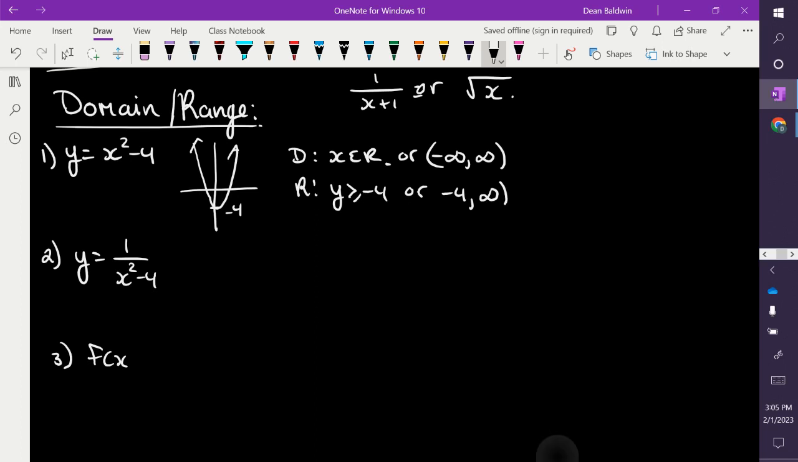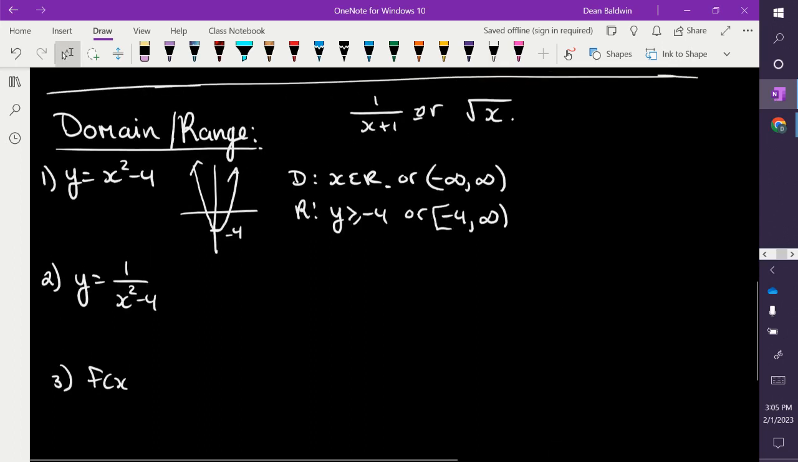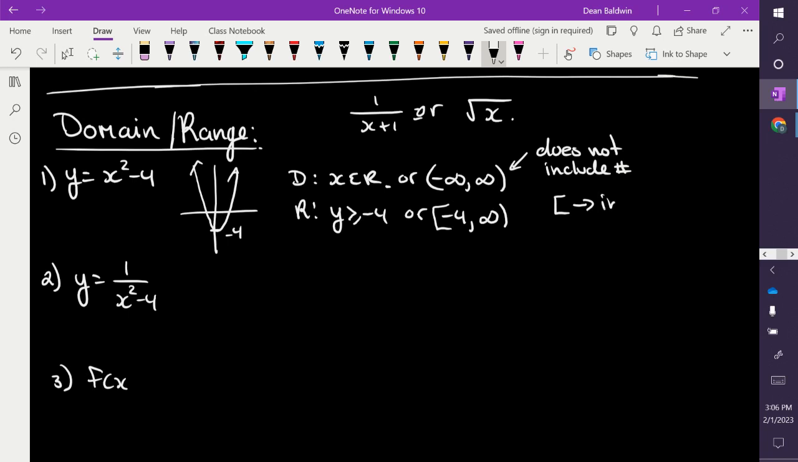What's on the -4? It's a square bracket. So if you don't know this notation, a round bracket means it does not include the number. So infinity is always a round bracket because you can never get to infinity. A square bracket means it includes the number. All right. So that's why the -4 has a square bracket on it. Okay.